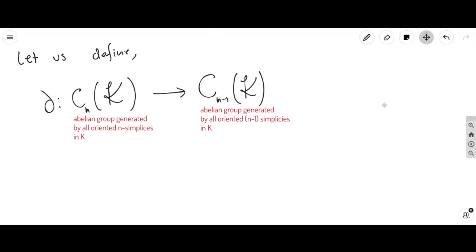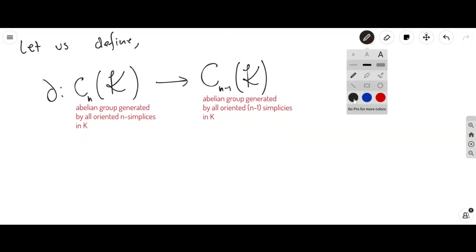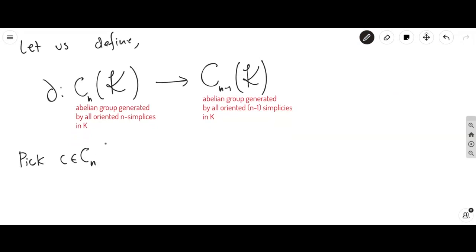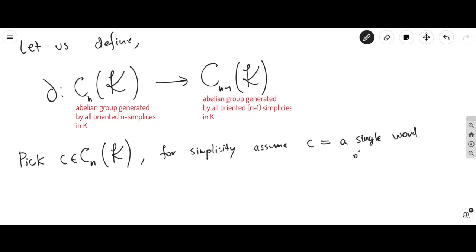Okay, so this is what we have, and now here's the way we do it. For simplicity, we're going to pick C. This is an oriented simplex in K. Let's assume, for simplicity, that C is just a single word of length n plus 1, because it's an n-dimensional simplex, so its length has to be n plus 1. It's a word because we're working with oriented simplices, so they're represented by words.